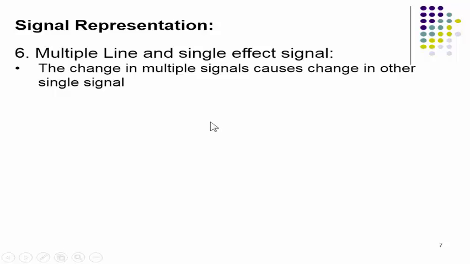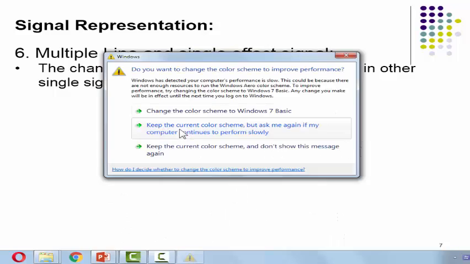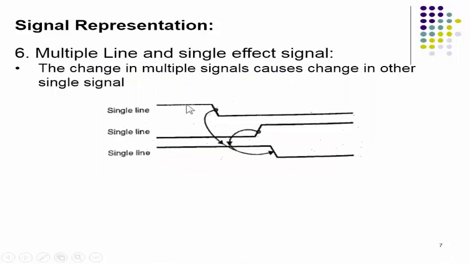Then multiple line single effect signal. In this case the change in multiple signals causes the change in another single signal. So the change of state of a single signal depends on the change of state of multiple signals.